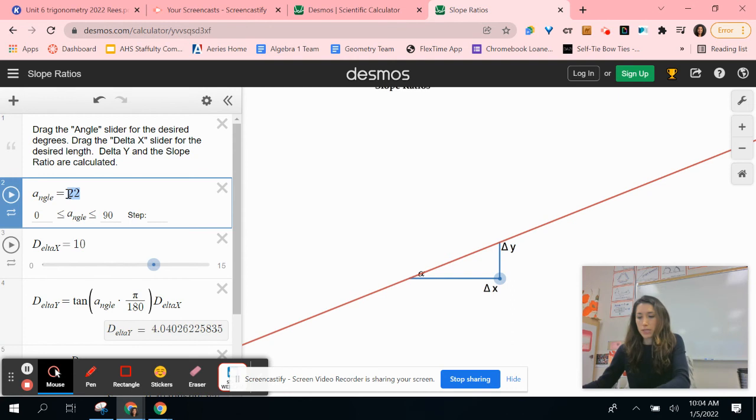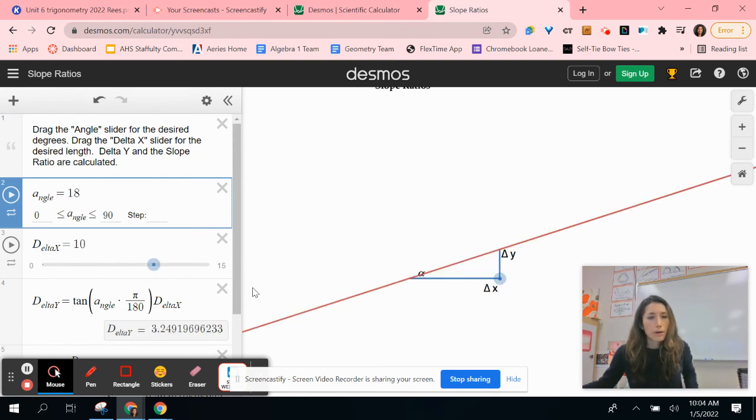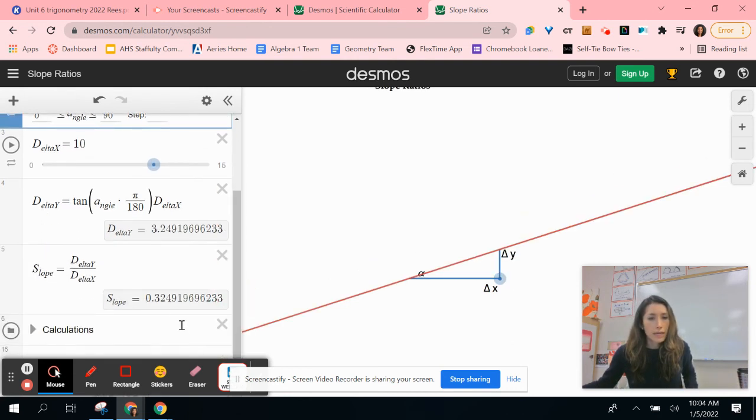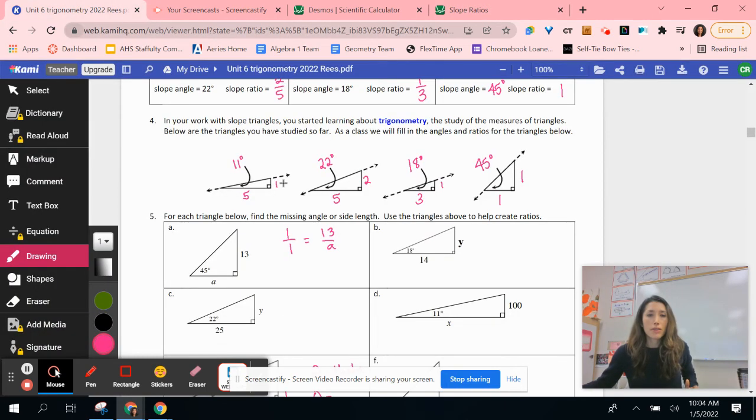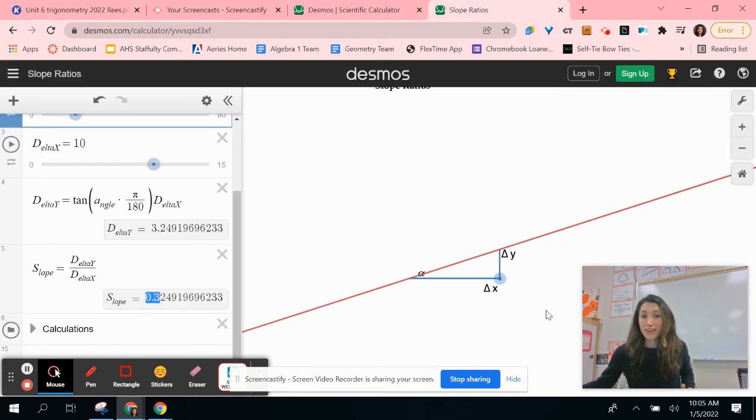Another angle that we did was the 18-degree angle. What is our ratio for that? It is 0.3, that's very close. It's 0.32 something, and that's very close to 1/3. 1 divided by 3 is 0.3 repeating. So these slope triangles were all derived from the whole numbers in these slope ratios, these triangles that we created.